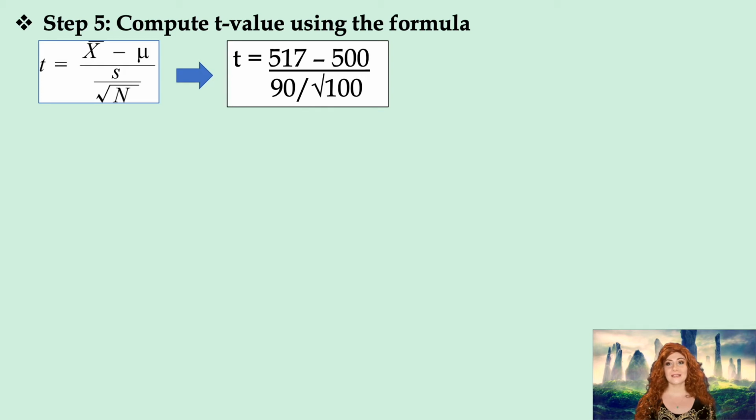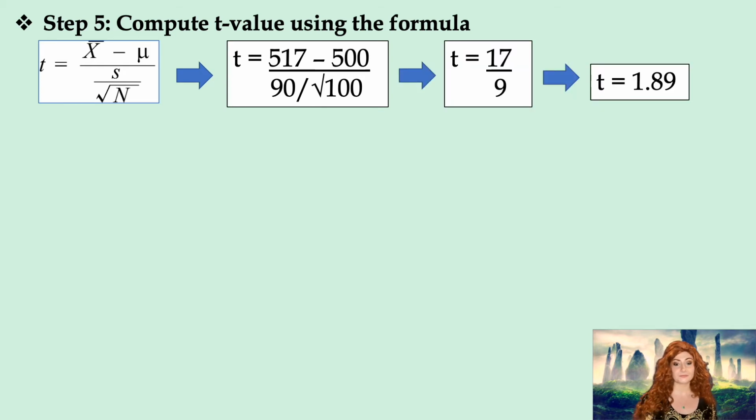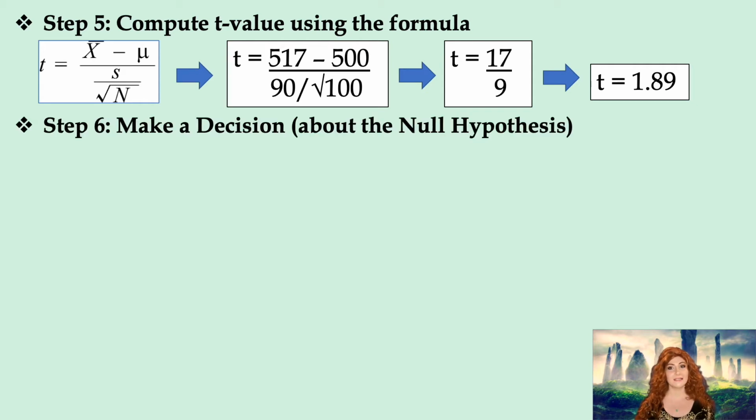So in other words, 90 divided by 10 would give us 9. So if we further simplify that, we have 17 in the numerator, 9 in the denominator. 17 divided by 9 gives us a t-value of 1.89. So 1.89 is our computed t-value.